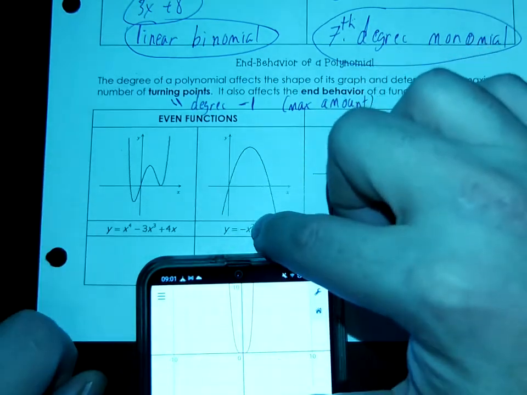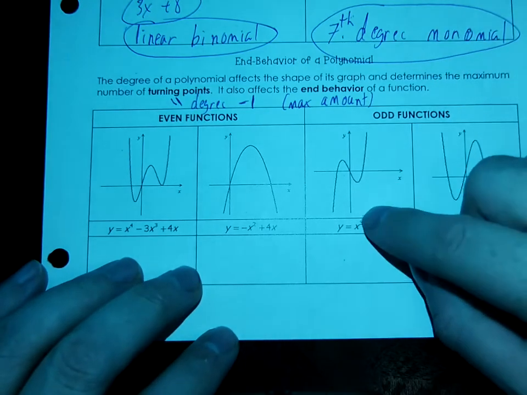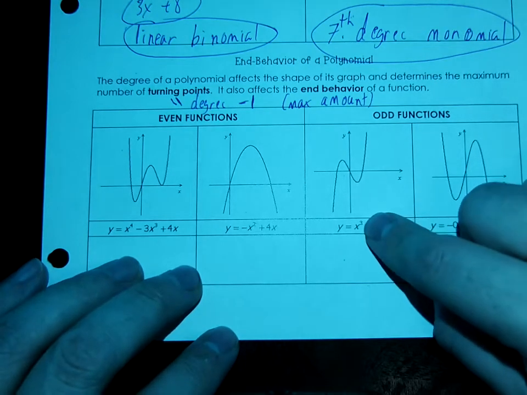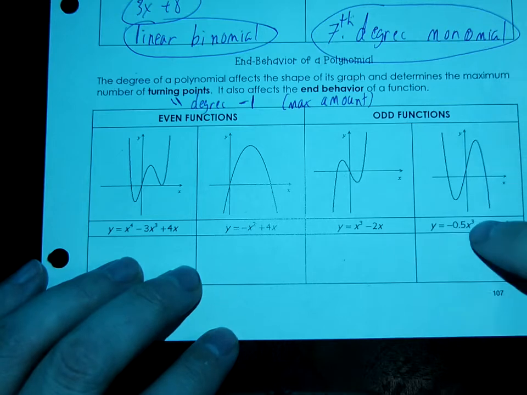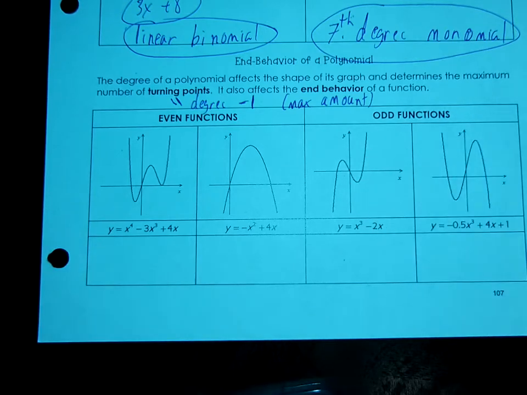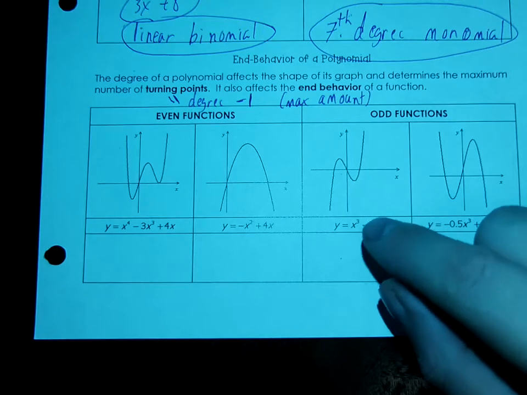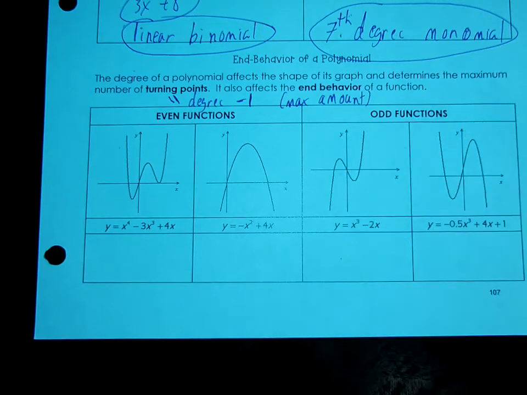It points down because the lead coefficient is negative. Alright, the odd functions, again, same thing. This one has a maximum of 2 turning points, and this one does as well because x cubed, and it has both turning points. Now, I'm not going to ask you to understand how many turning points it has just by looking at it. What I would expect you to do is to graph these to determine the turning points, the maximums and the mins. So like we've done in the past.